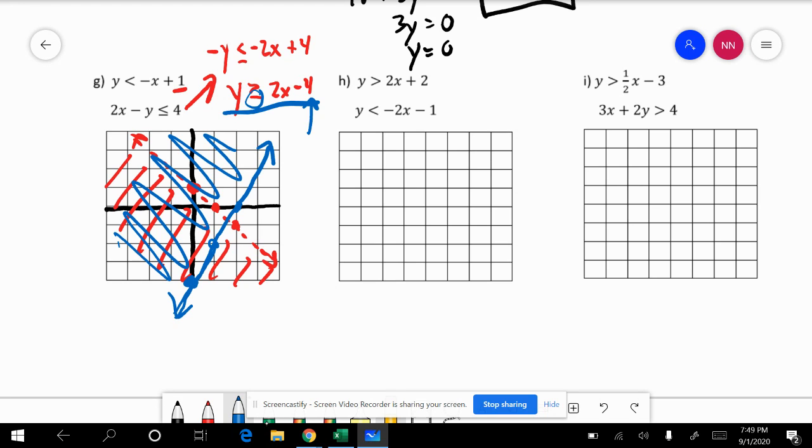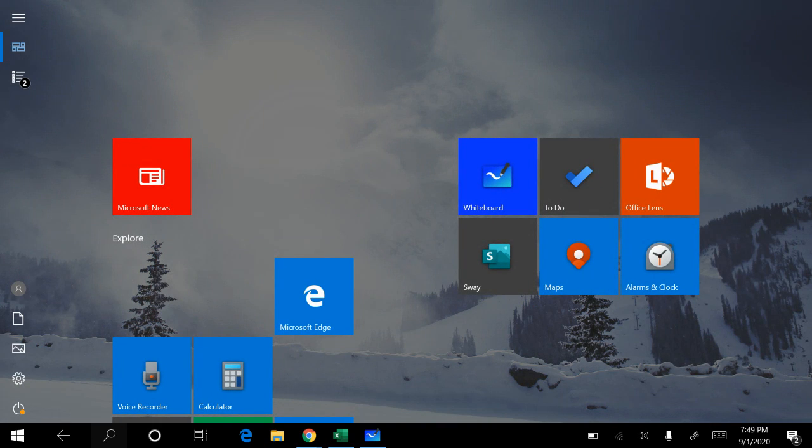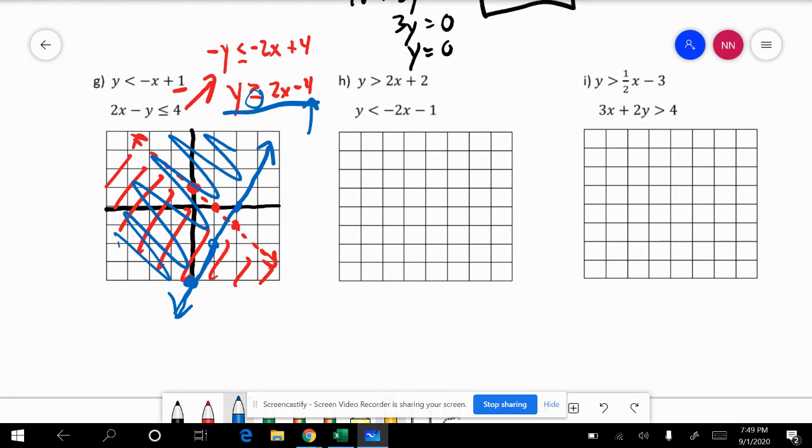Now my answer is always going to be the intersection of the two. And if you look at it, the intersection of the two is going to be this part right here. And that right there is my answer.